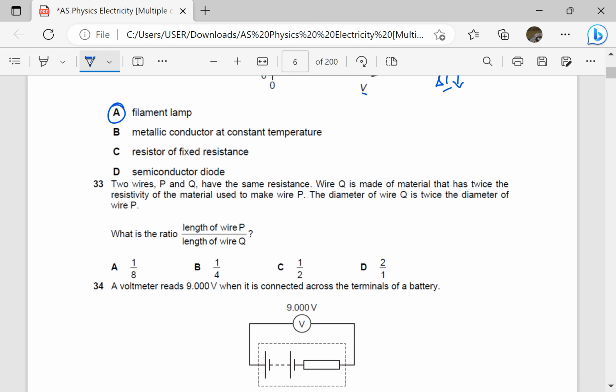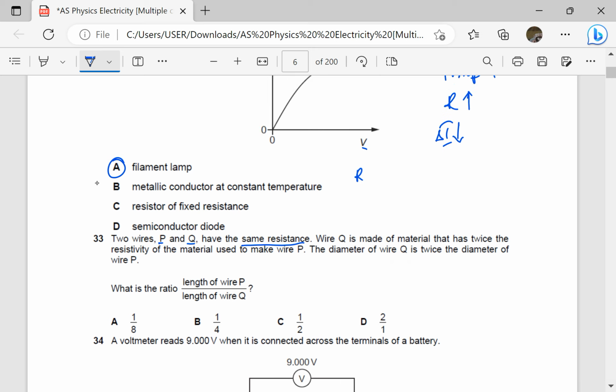Two wires P and Q have the same resistance. Wire Q is made of material that has twice the resistivity of the material used to make wire P. The diameter of wire Q is twice the diameter of wire P. What is the ratio length of wire P over length of wire Q? We know the resistance is the same. Resistance is equal to rho L over cross-sectional area, which is 4 rho L over pi d squared.